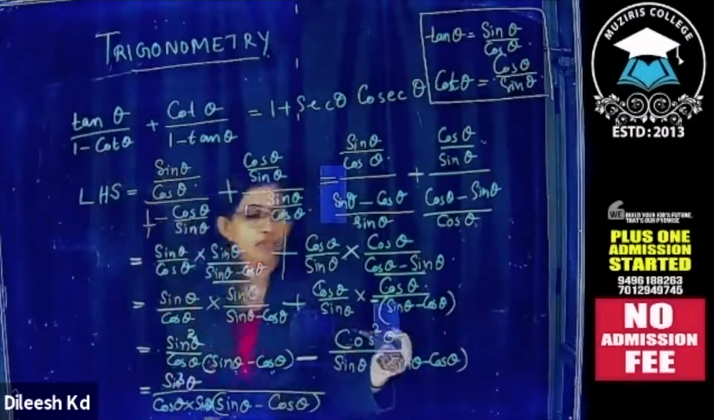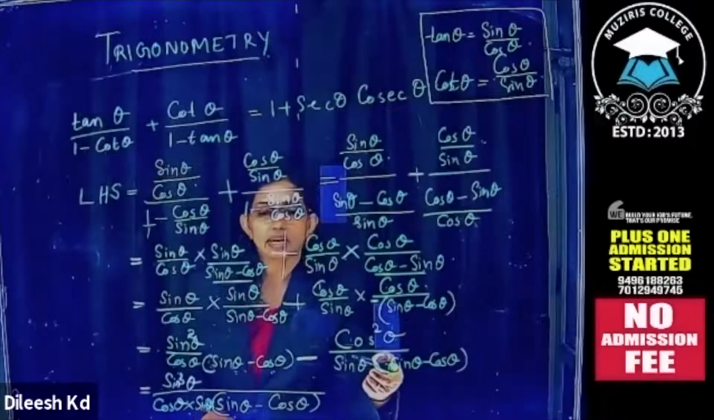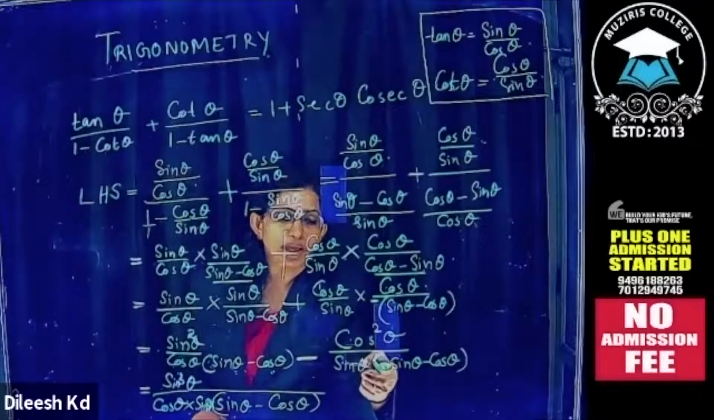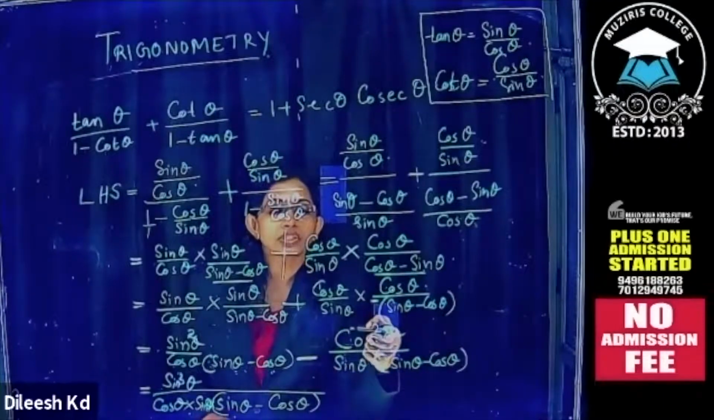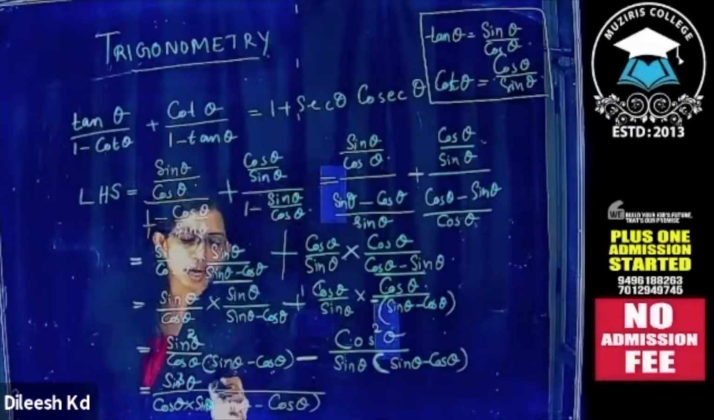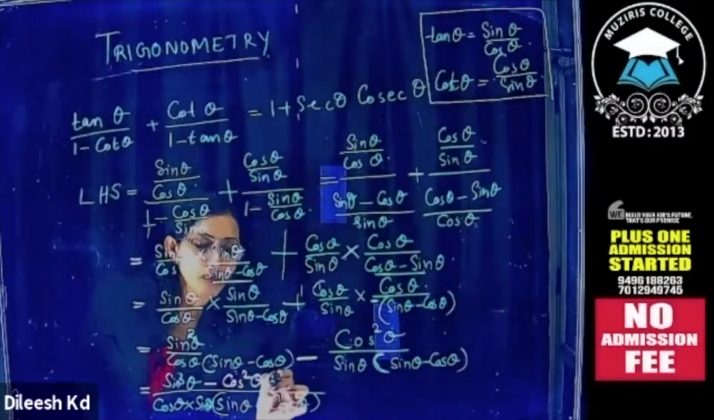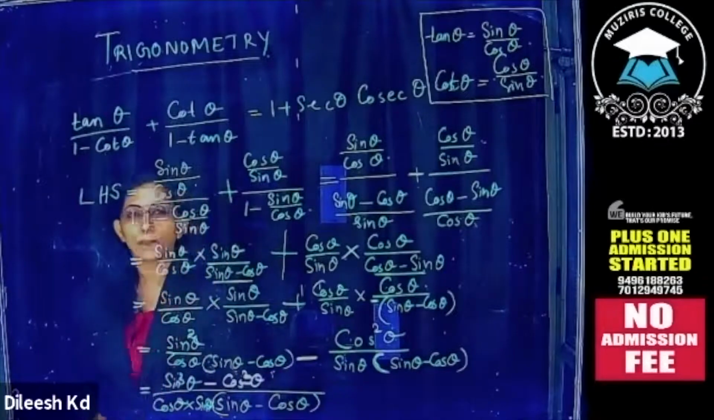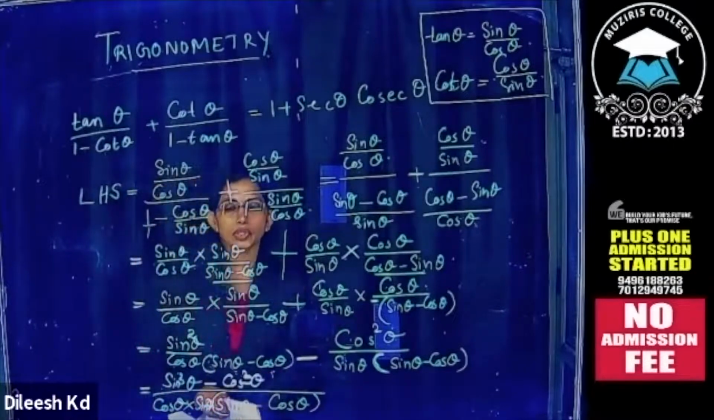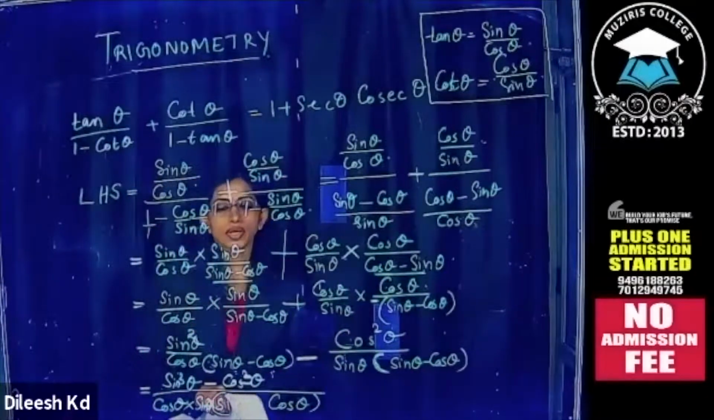And here what comes? Here in the denominator we do not have cos theta. So we need to multiply the numerator by cos theta. So that also becomes cos cube theta. Instead of cos square theta, there we have cos cube theta. Is it clear? Is everything so far okay? Is it clear?